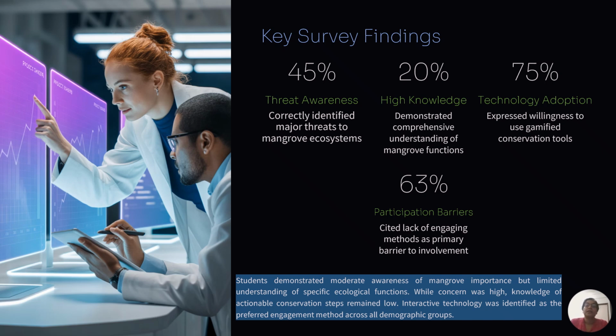From the age differences, older students showed stronger conservation attitude, with P less than 0.01. And finally, on the socioeconomic factor, higher income students were more likely to prefer digital tools, with P less than 0.05. These findings tell us that one-size-fits-all approaches won't work. Engagement strategies need to be targeted and adapted to different groups for maximum impact.